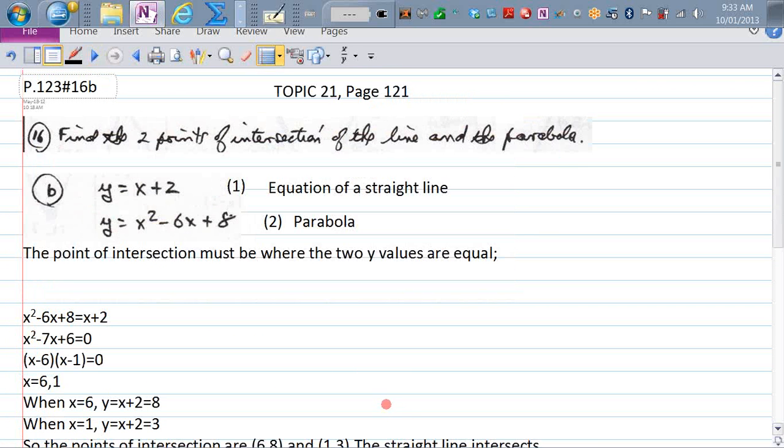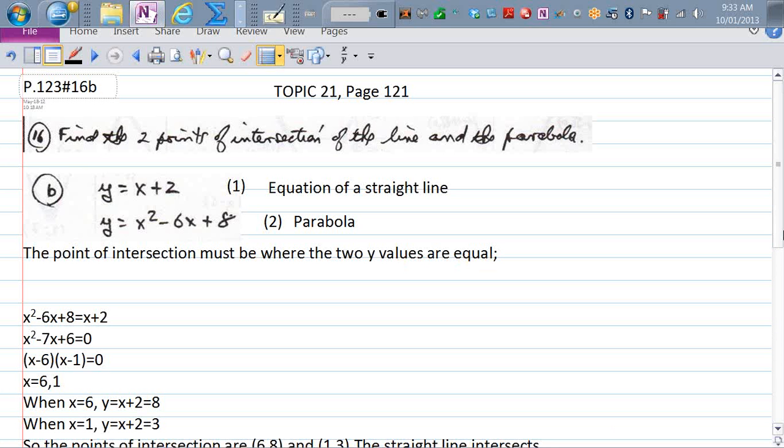Okay, the last problem, 16b. Find the 2 points of intersection of the line and the parabola. So we have the equation of a straight line right here, and we have a parabola. This straight line intersects the parabola in 2 positions. So the point of intersection must be where the 2 y values are equal.